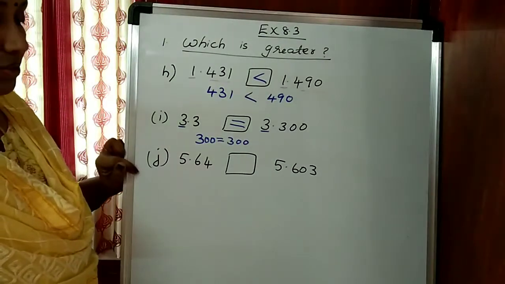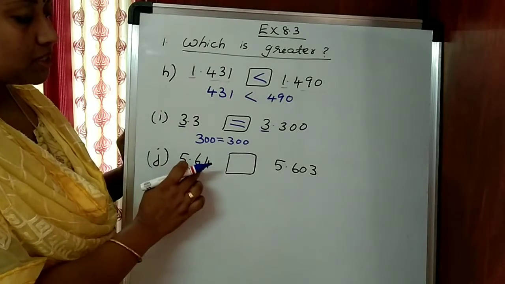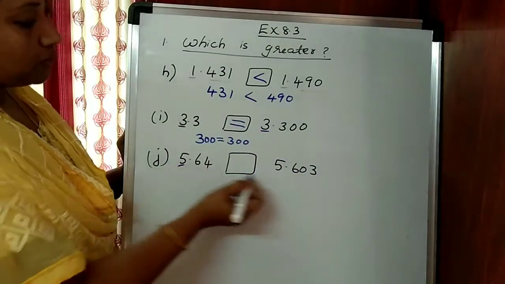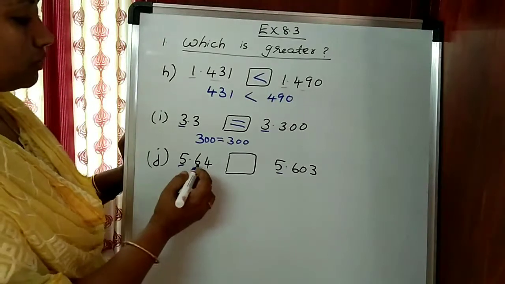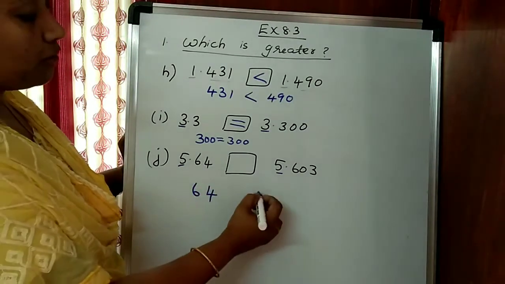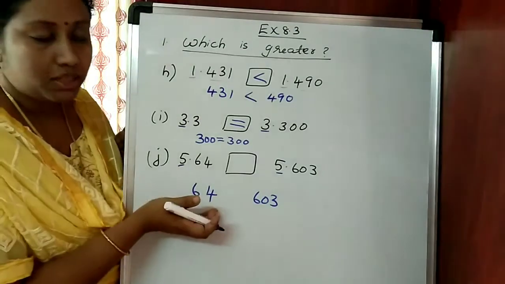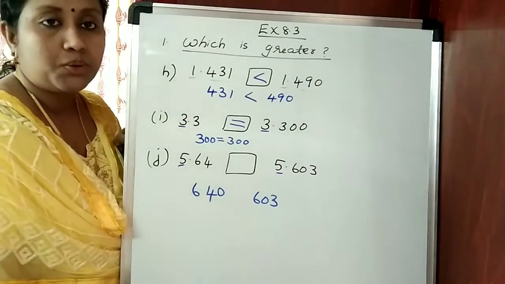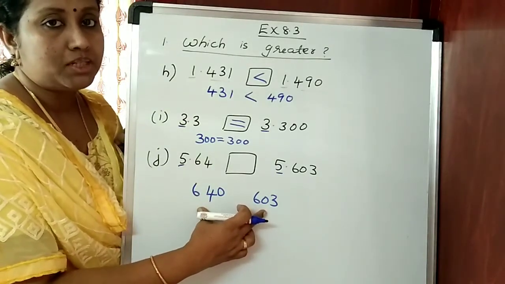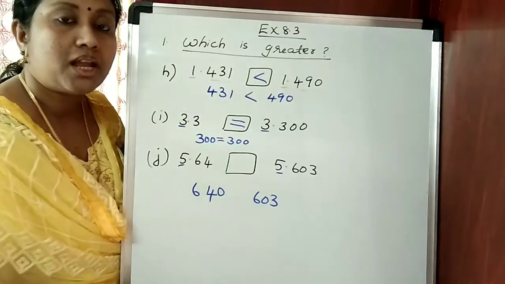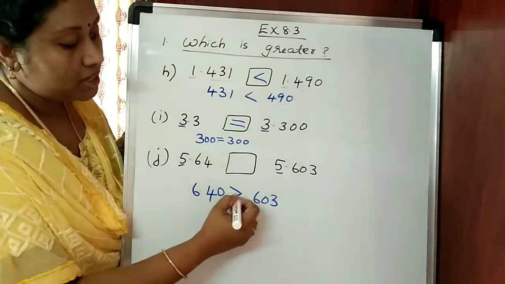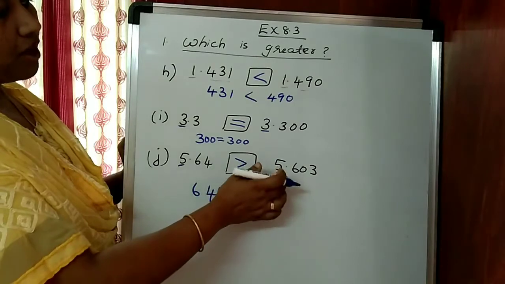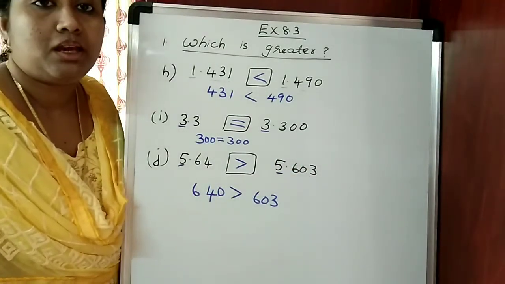Then your last question, 5.64 and 5.603. Here also the whole number parts are same. So you take the decimal part. Here 64, here 603. Here only 2 digits are there. Here how many digits are there? 3 digits. So you simply put 1 0 here. Now both having same number of digits. So which one is greater, 640 or 603? Yes, 640 is greater. So 5.64 is greater than 5.603. All of you understand?